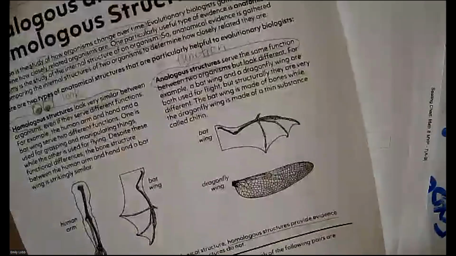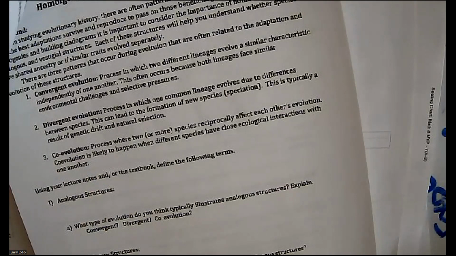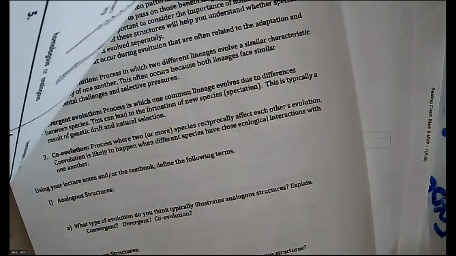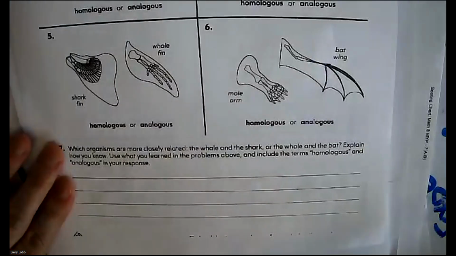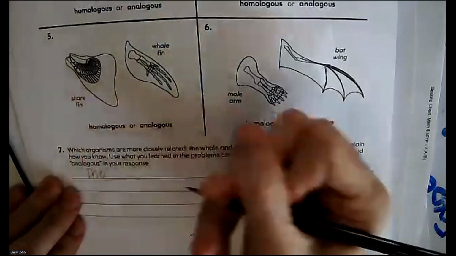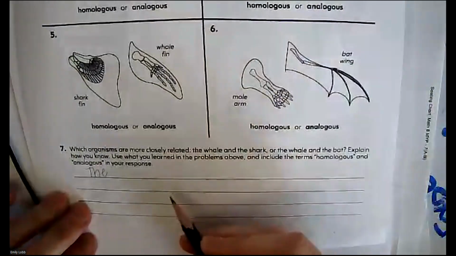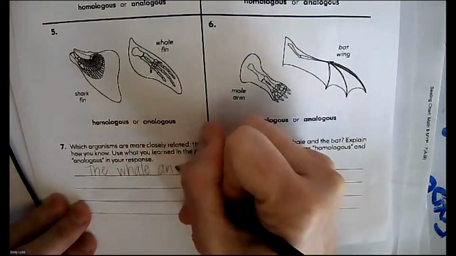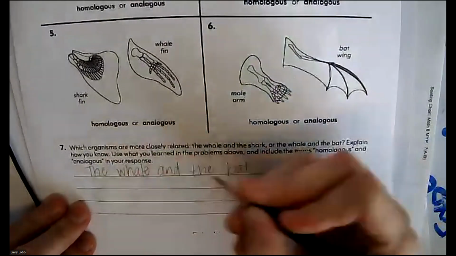So here's how I would answer. First of all, which was your answer? Did you say the whale and the shark or the whale and the bat? You should not have said the whale and the shark. You should have said, guys, this is supposed to be made for a kid movie, so keep it PG here. The whale and the bat are more closely related. Do you see so far?